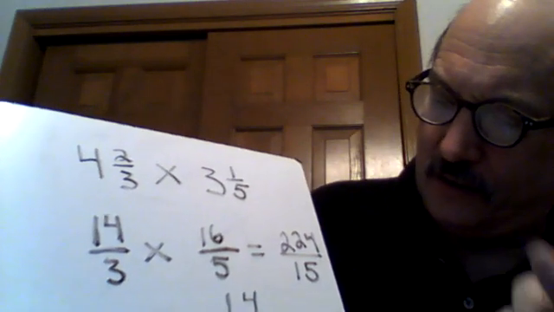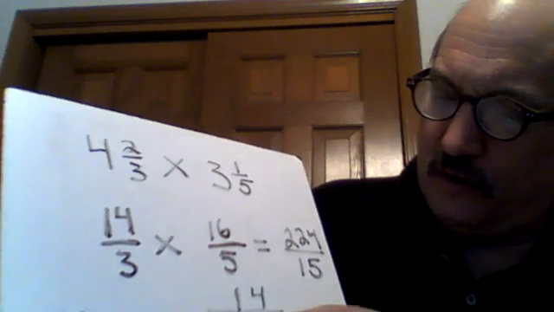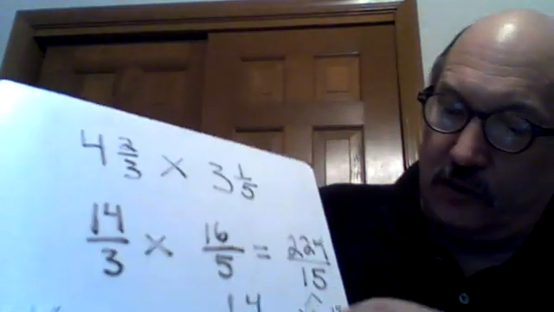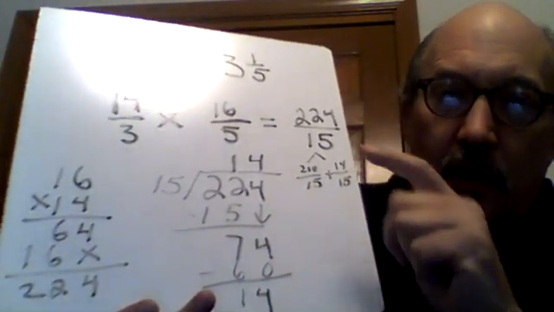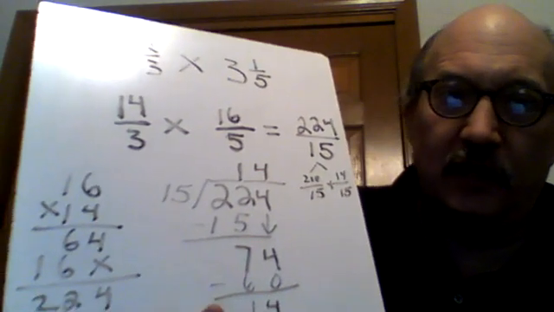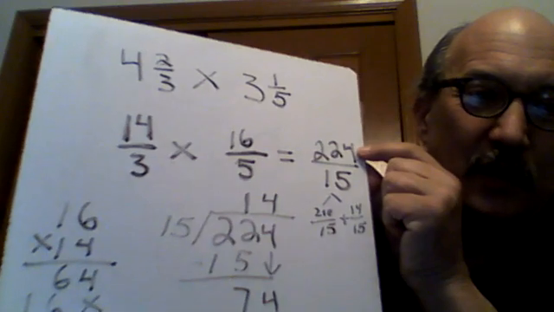14 times 15 is 210, but we've got 224/15. So I think this is right. What we've got here is 210 over 15 plus 14 over 15. We don't really see the 210 in our division here with the algorithm, but if you want to check that out, 14 times 15 is 210, and that's 14 shy of the 224. So that's why that mixed number is 14 and 14/15.